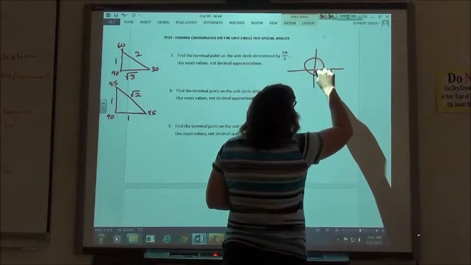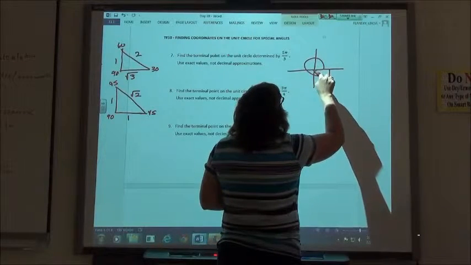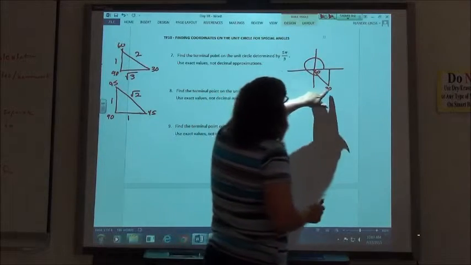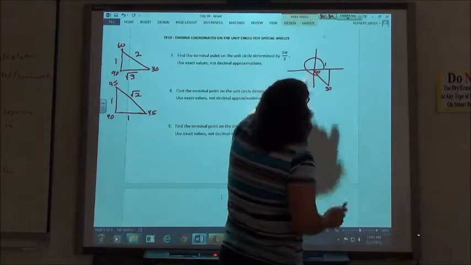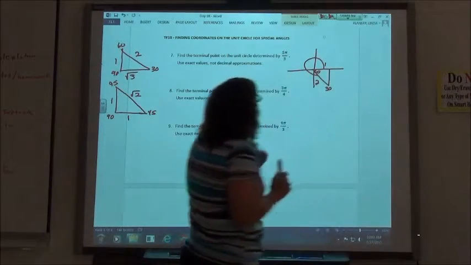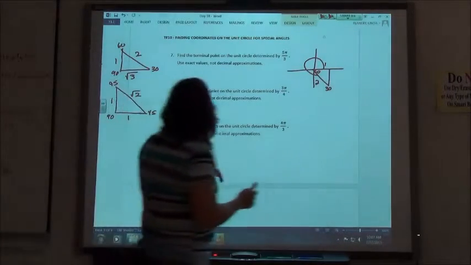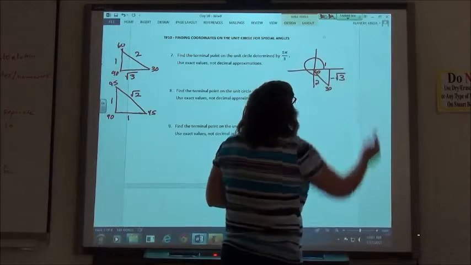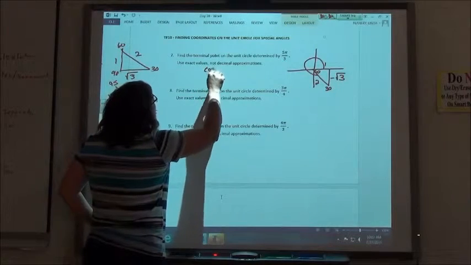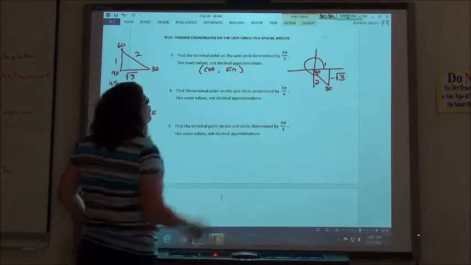5 pi over 3 is over here, with this being a 60-degree angle, so that one's a 30-degree angle. So the side opposite the 30 would be 1. The hypotenuse would be 2. The side opposite the 60 is normally the square root of 3, but notice it's going down, so it's negative square root of 3. So when I'm giving the coordinates, the x-coordinate is the cosine, the y-coordinate is the sine, and I'm putting it in as an ordered pair.